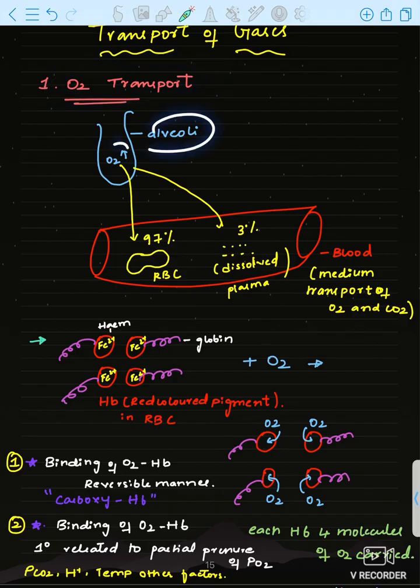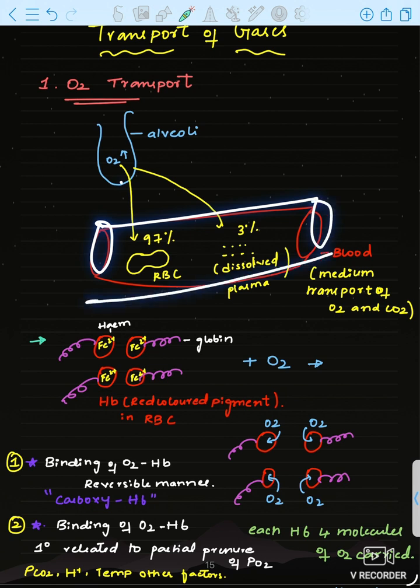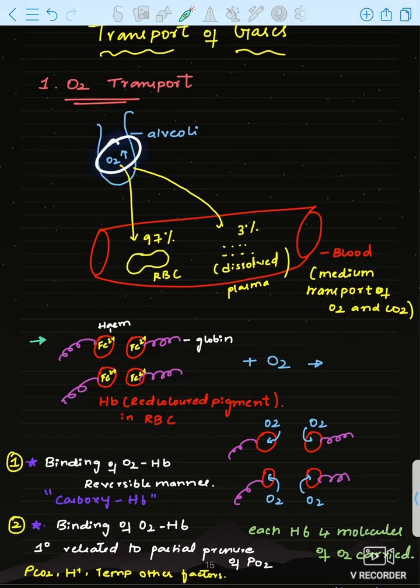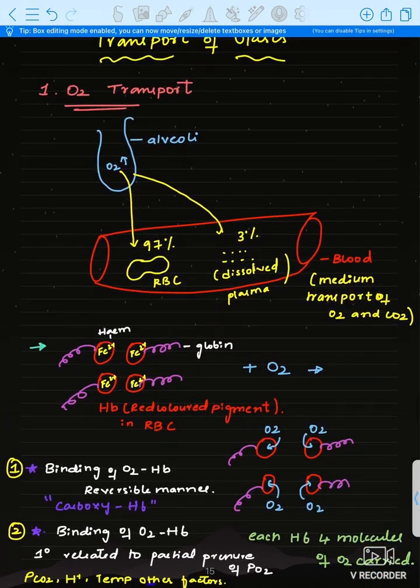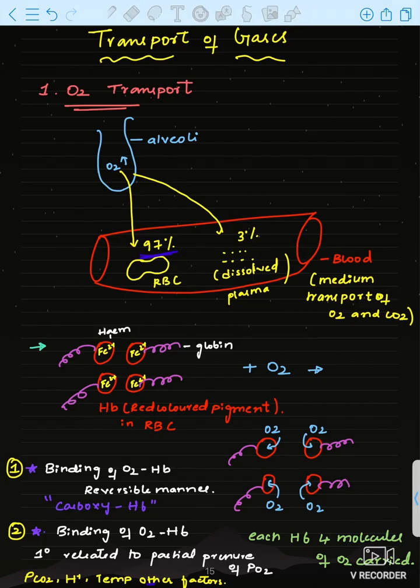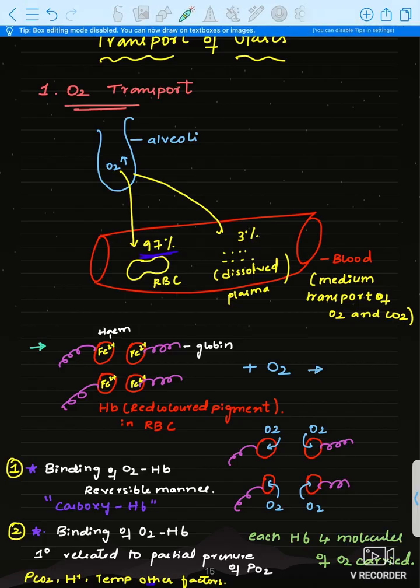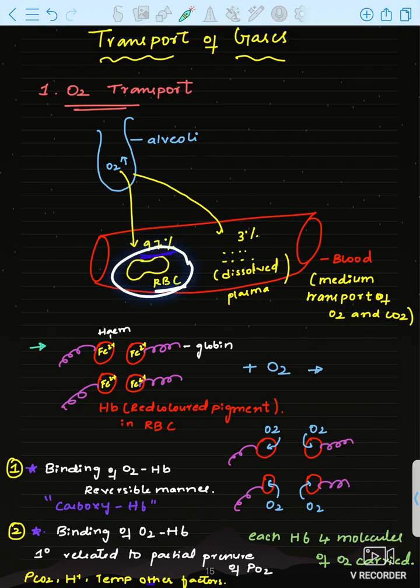See, in the alveoli the oxygen concentration will be more, so from the alveoli to the blood vessel diffusion will occur, alveolar diffusion. So how will oxygen be diffused into the blood vessels? It will be carried in two forms. 97% of oxygen will be carried in the RBC, and 3% will be dissolved in the plasma.